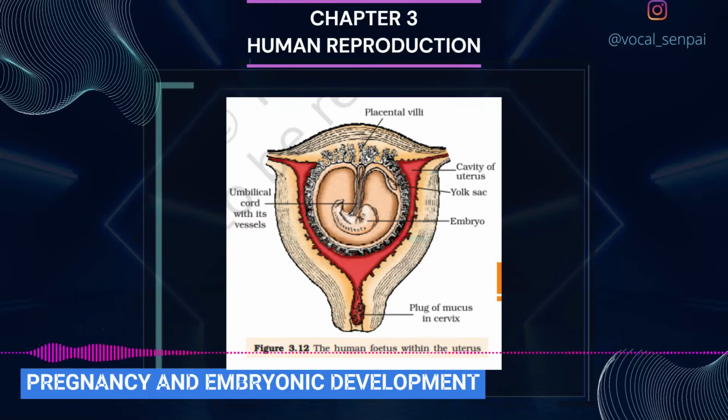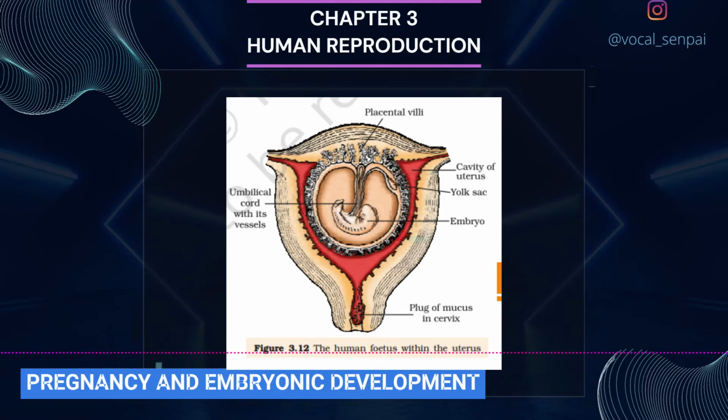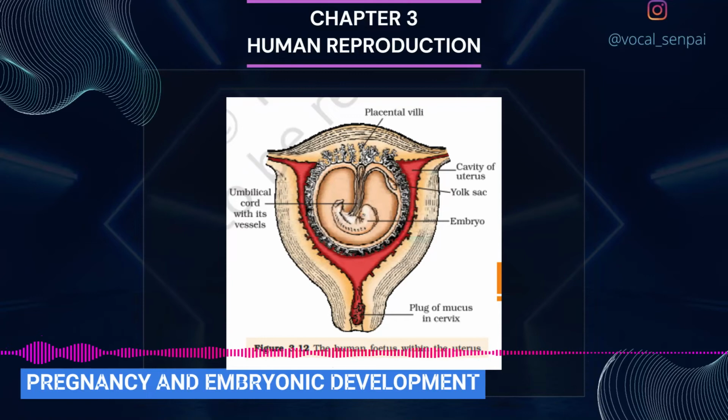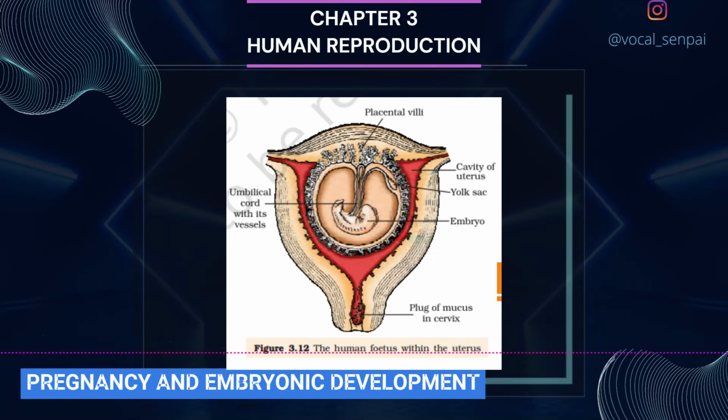What are the major features of embryonic development at various months of pregnancy? The human pregnancy lasts 9 months. Do you know for how many months pregnancy lasts in dogs, elephants, cats? Find out.